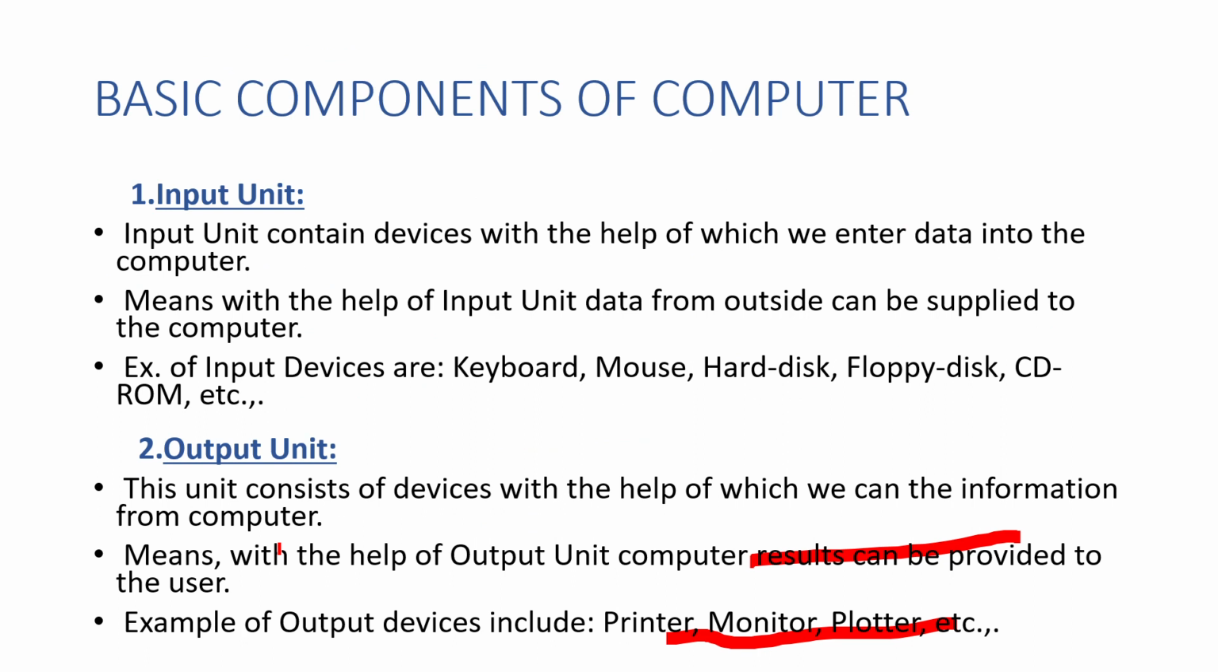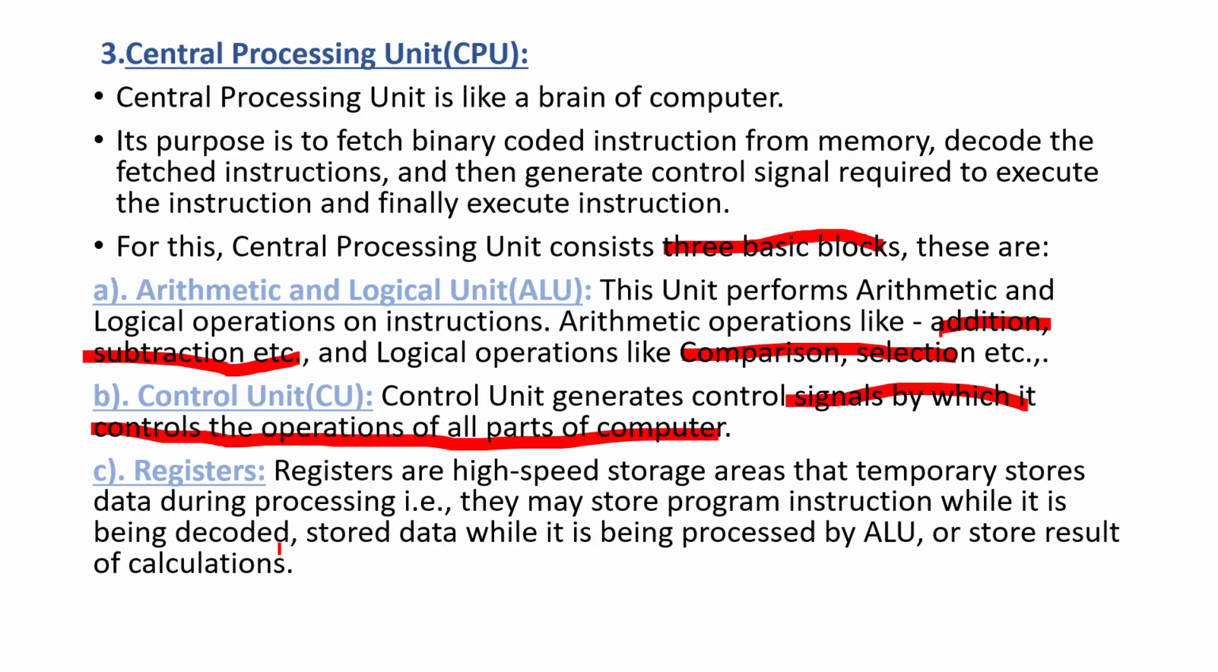The basic components of the computer have three parts. That is input, which takes the data from outside the computer for the purpose of processing it. Second is output unit, which provides the data or information to the user from the computer. These outputs are the processed information. Now central processing unit. Central processing unit is the brain of the computer. It fetches the data, processes the information and generates the result.